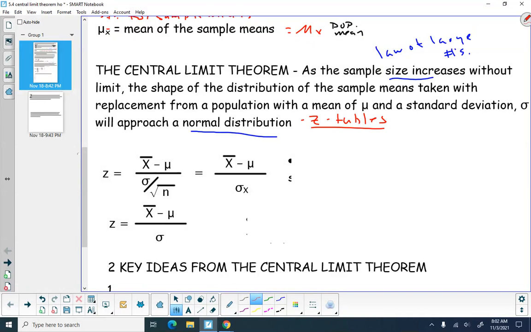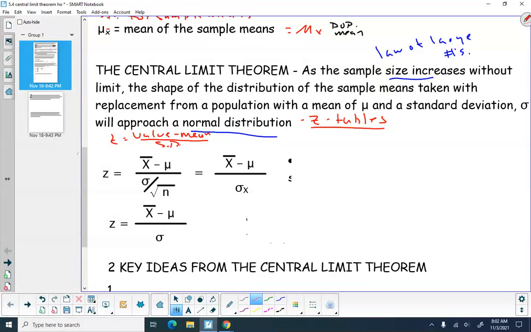How we calculated our z-value to begin with was value minus mean divided by our standard deviation. Value minus mean divided by standard deviation. That's how we calculate our z-value to begin with.